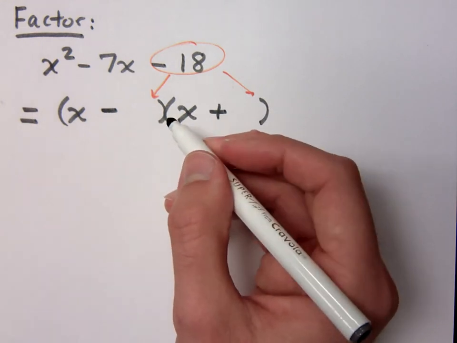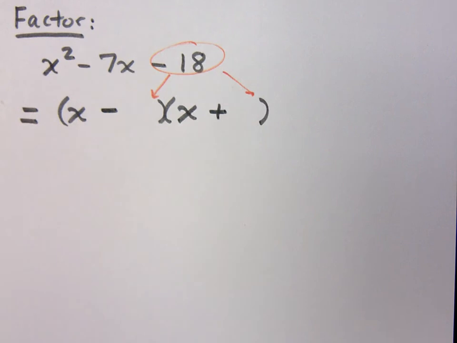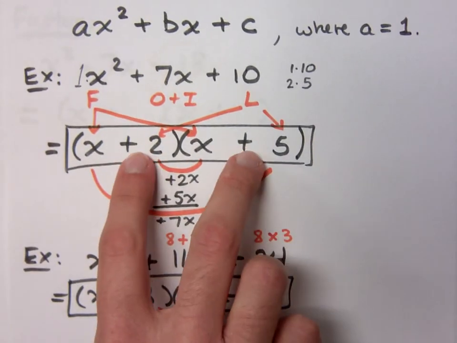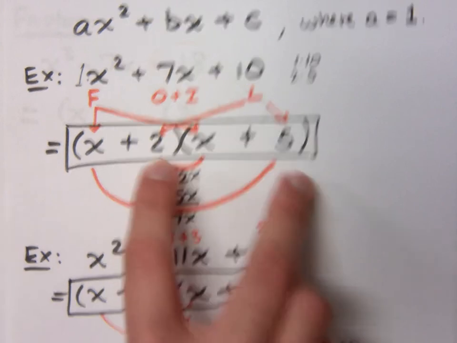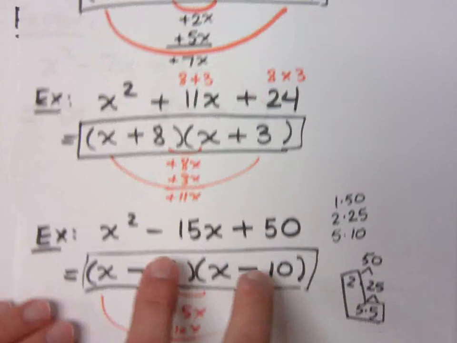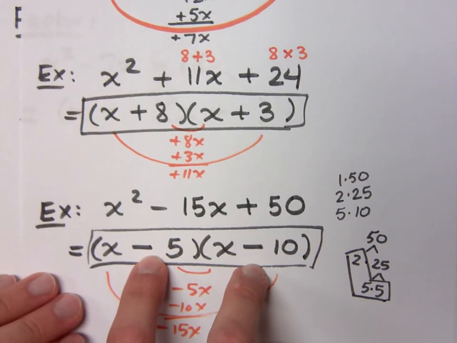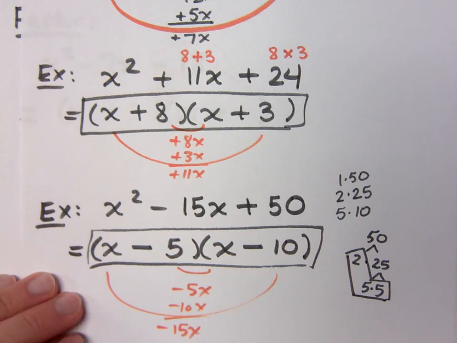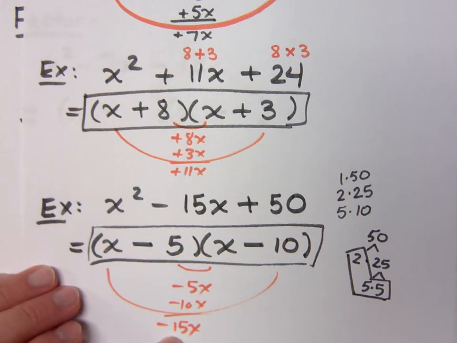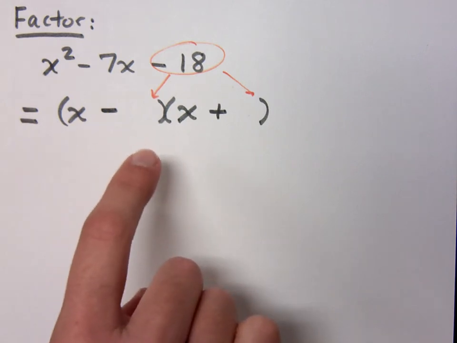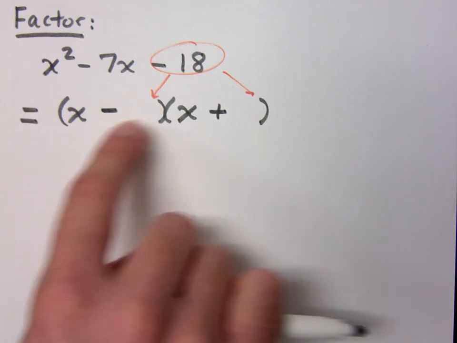Now, notice in the other examples that we ran across, these had the same sign, so you combine 2 and 5 to get 7. These had the same sign, you combine 8 and 3 to get 11. These had the same sign, although they were negatives, but you still combine a 5 and 10 to get a negative 15, right? But it's going to be a little bit different when I'm looking at this, because these have opposite signs.